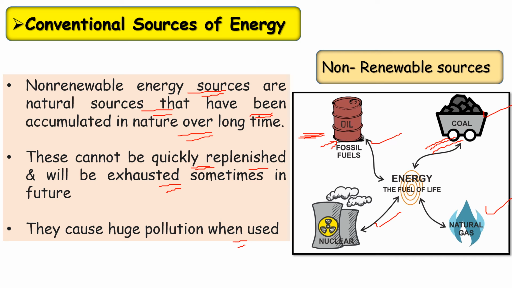So conventional sources means the sources of energy that have been used for a longer number of years. Since history these have been used. So these are the conventional sources, also called non-renewable sources, because we cannot have them immediately. Once they are over, it will be difficult for us to have a new supply, because formation of these sources requires a large number of years, thousands of years.